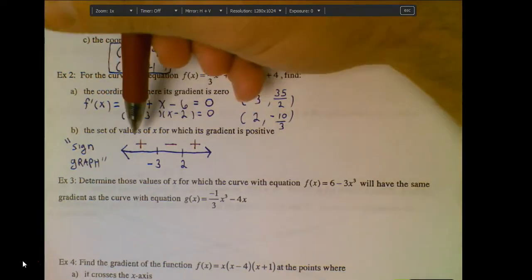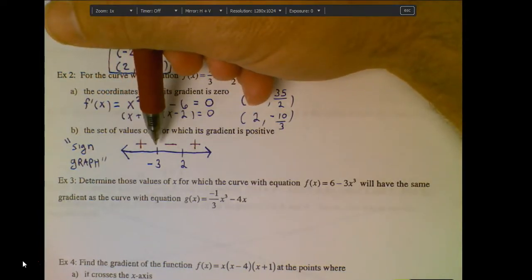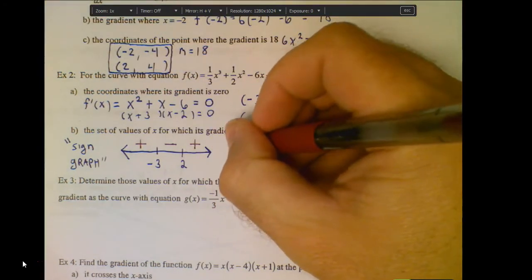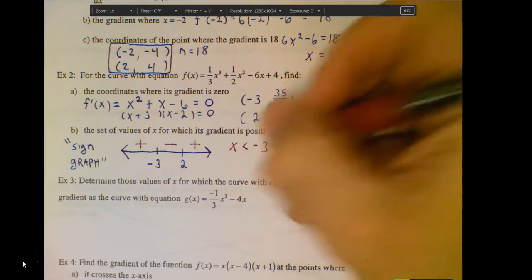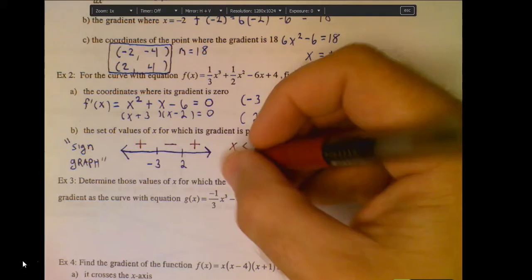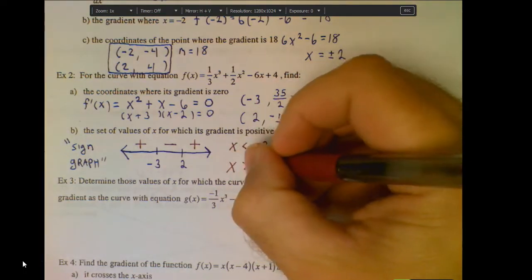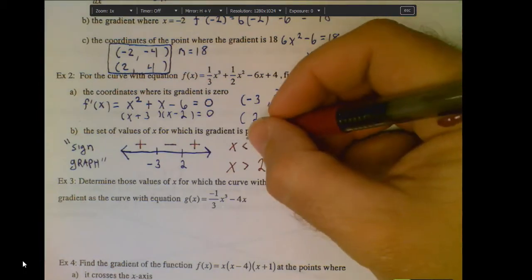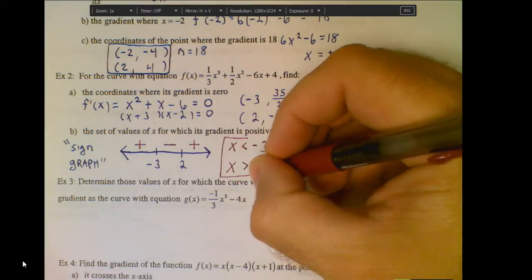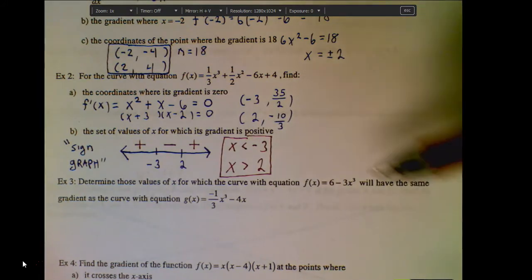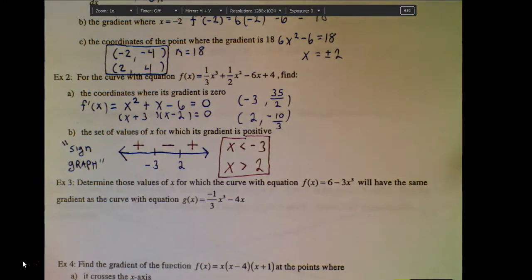We just discovered that any value of x that is less than -3 will have a positive slope, and any number that is greater than 2 would also have a positive slope. So those are the areas of the graph that would give you positive gradients. And so that's one great way of figuring out the answer to that question.